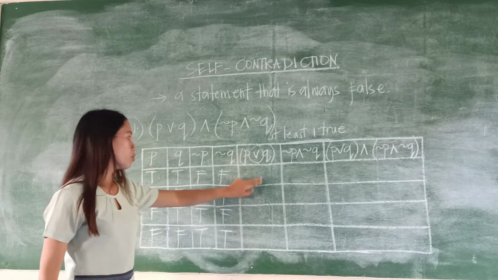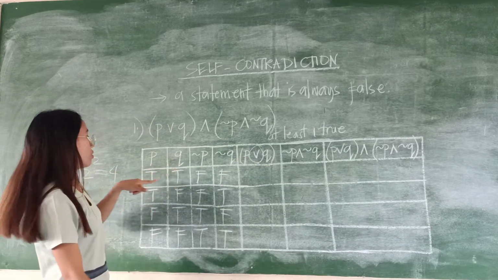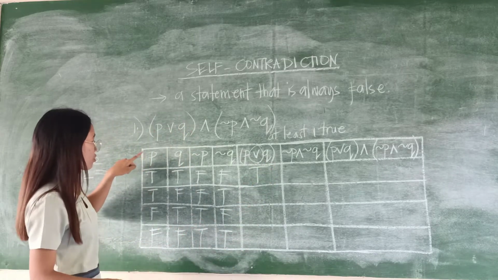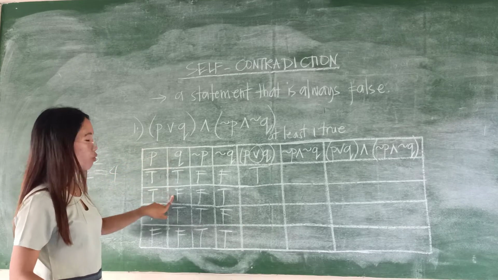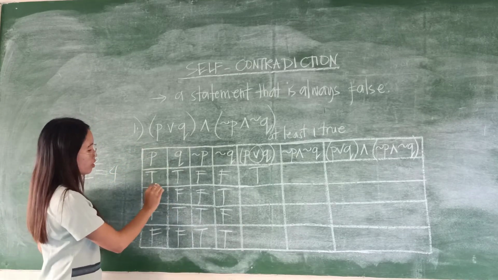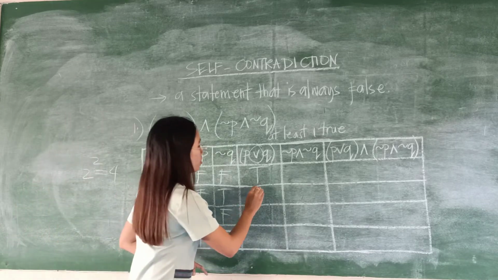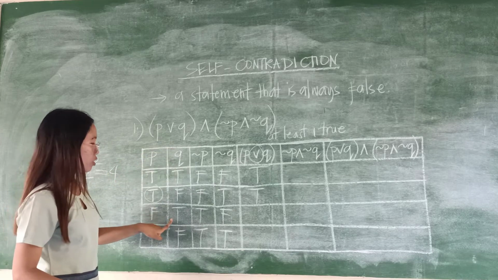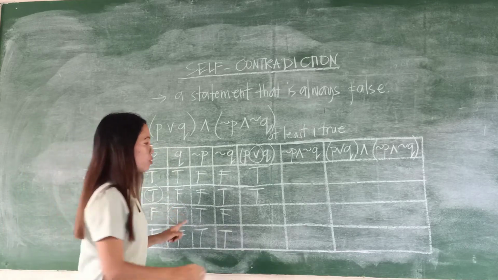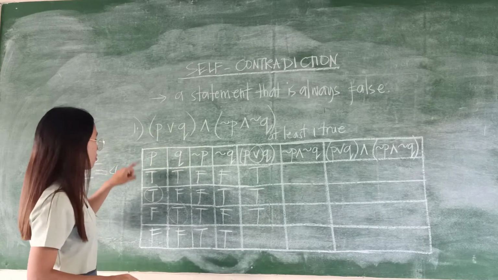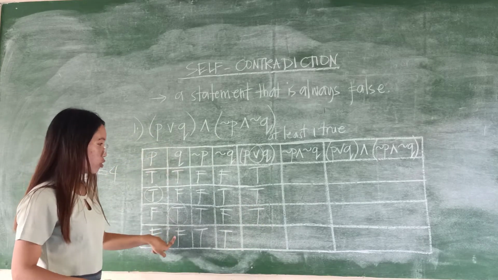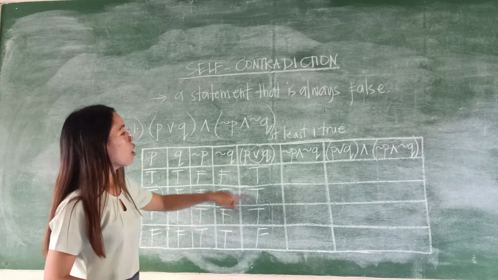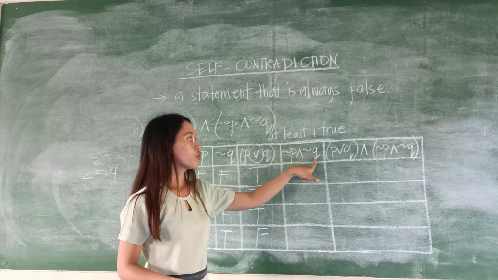So the values here will be based from P and Q. So true and true, so it is also true. Then for statement P that is true and Q false, so we have at least one statement that is true, then that is also true. Then for P false and Q true, so the same, we have at least one true here, then that is also true. Then for P false and Q false, then that is false.